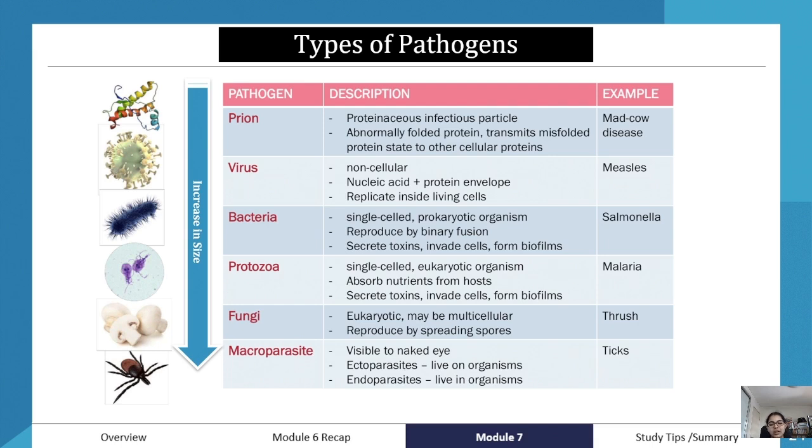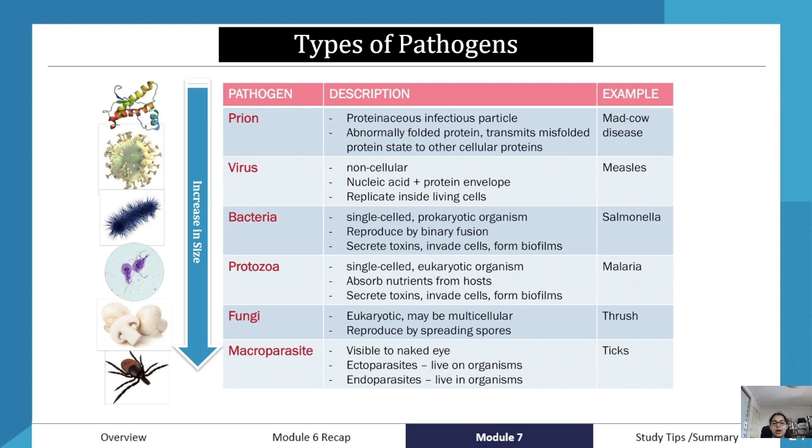And there are other diseases that it has caused, like the MERS virus in the Middle East. An example of that is measles, right? And of course, COVID-19. Bacteria. So bacteria is a single-celled prokaryotic organism. It reproduces by binary fission. So hopefully we all know what binary fission is from Module 5. And it secretes toxins, invades cells, and forms biofilms. An example of this is Salmonella.